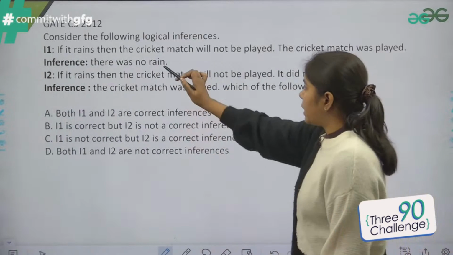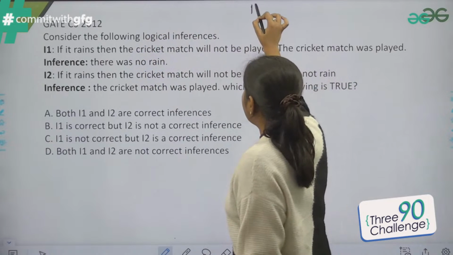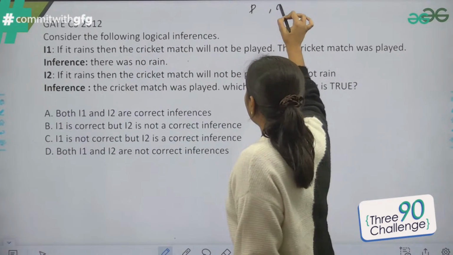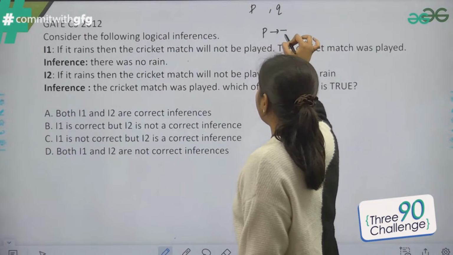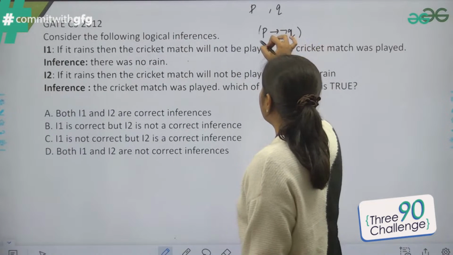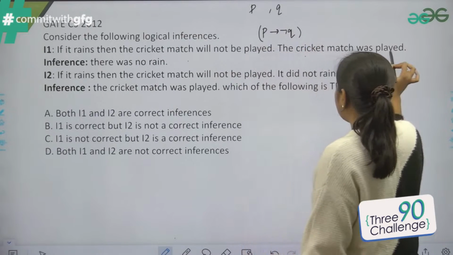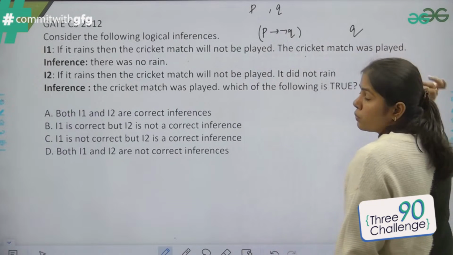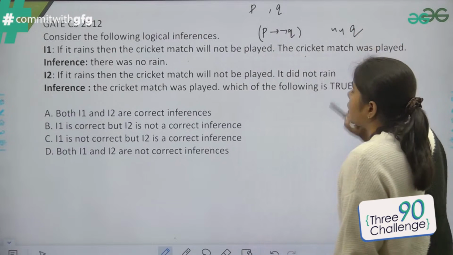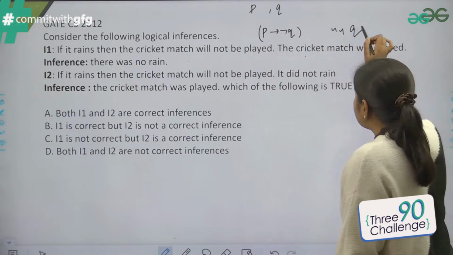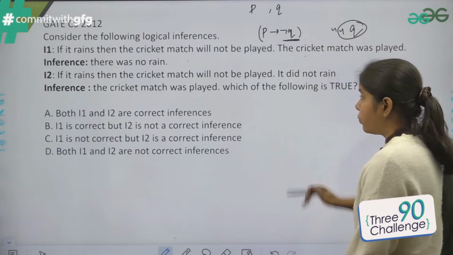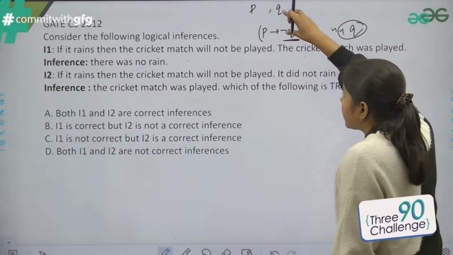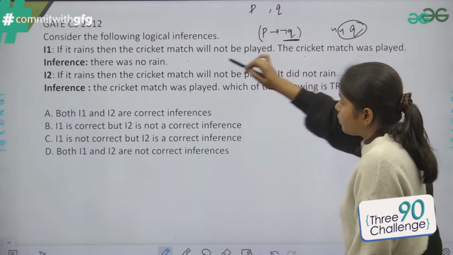So you can see that if it rains, take it as P, and the cricket match was played, take it as Q. If it rains, then the cricket match will not be played: P implication negation of Q. This is my first statement. And the second statement is the cricket match was played, Q. Can I write down negation of negation Q? If we are negating the right side, that is the Modus Tollens rule. We get negation of P. That means there was no rain.